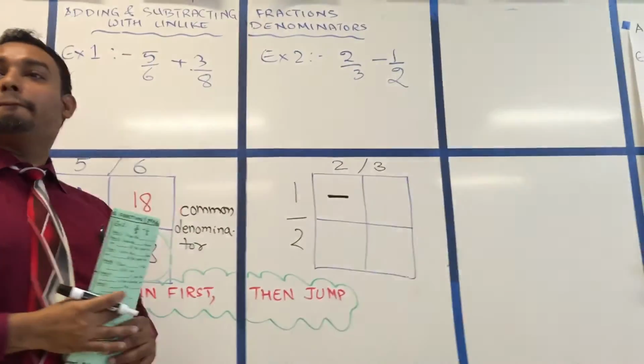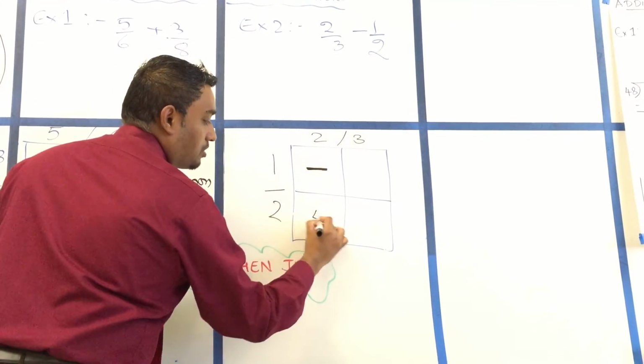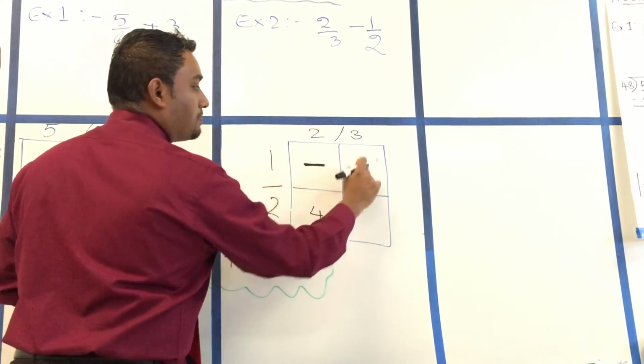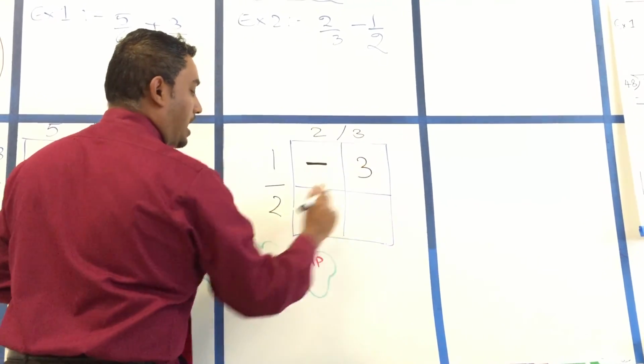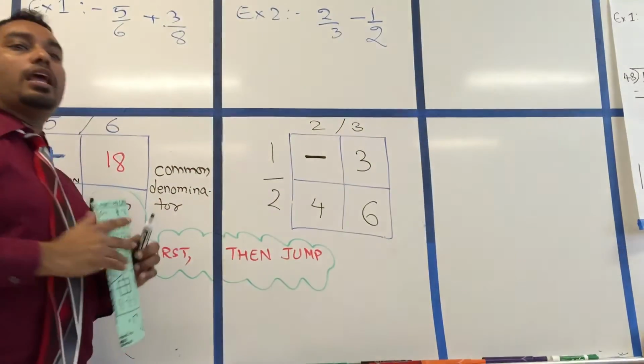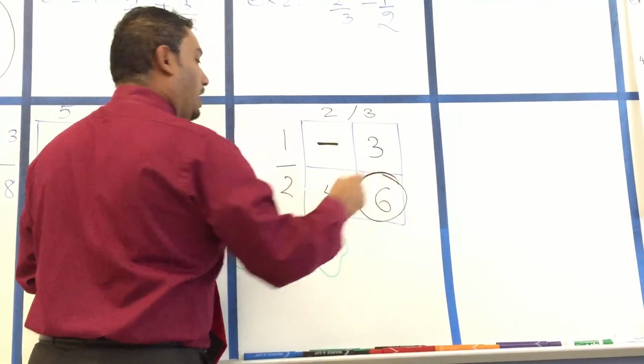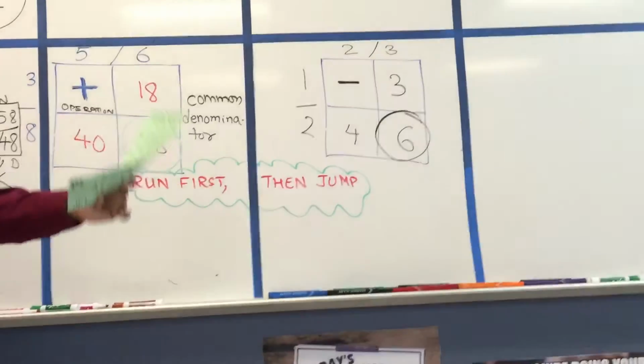Akaya, next step. You multiply 2 times 2. 2 times 2 is? 4. Okay, the next one, 1 times 3 is? 3. Okay, class together, 2 times 3 is? 6. And what's my common denominator, Brayden? 6. 6 is my common denominator.